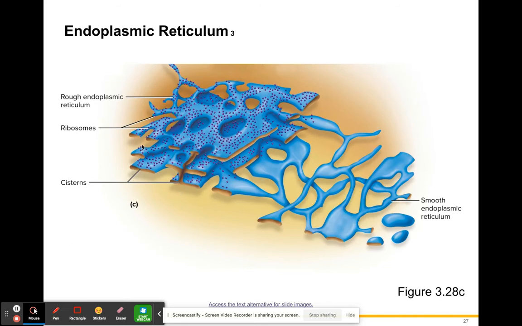Here are the ERs. Here's the rough ER. This is the smooth ER. You can tell because this one is littered with ribosomes. This one is not. So here is where our protein synthesis is going to be, PS, protein synthesis. Here is where our phospholipids are going to be made. They are channels, right? Things can pass and travel through these.